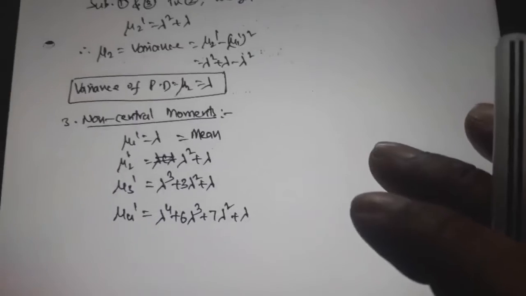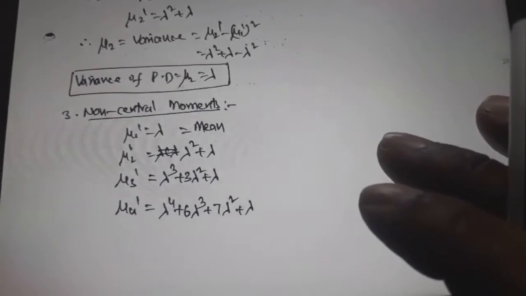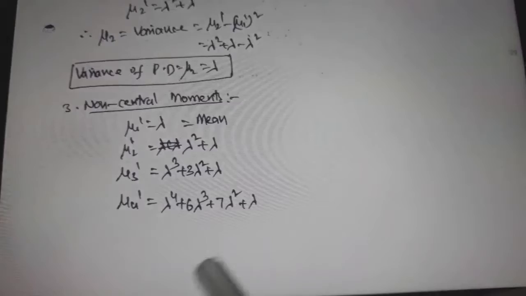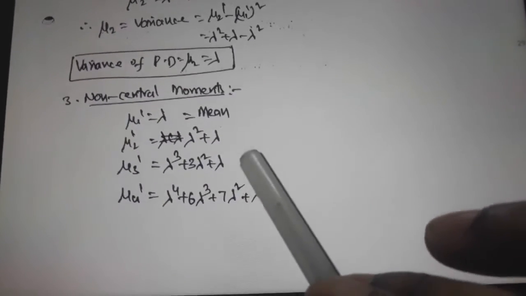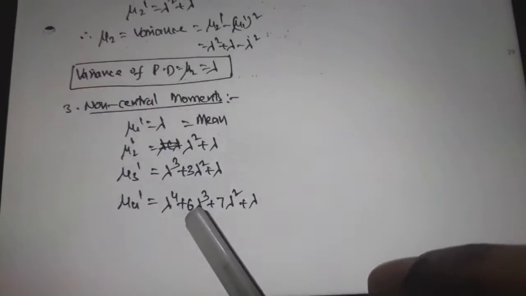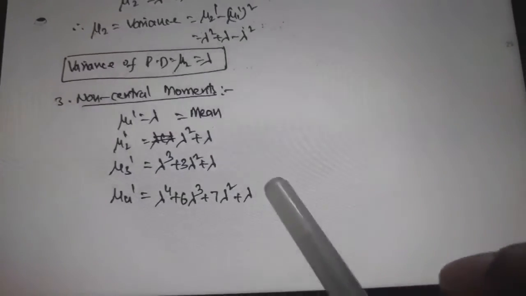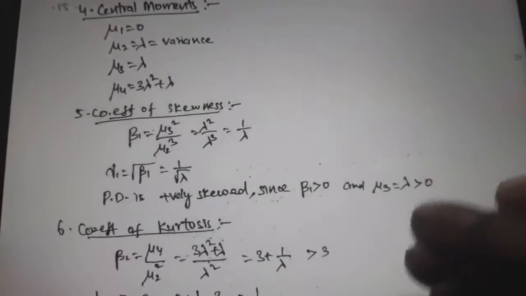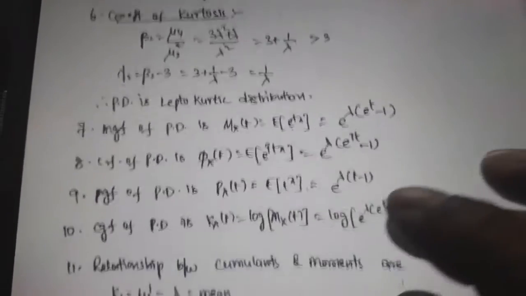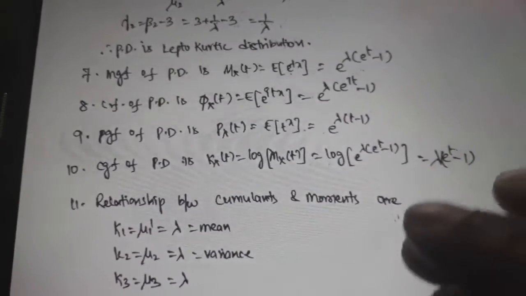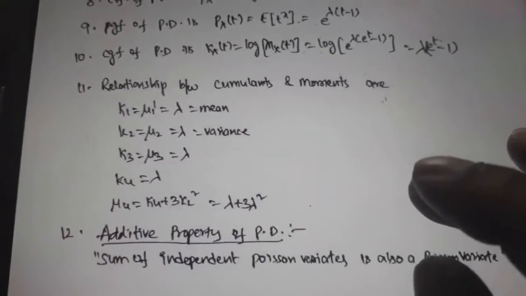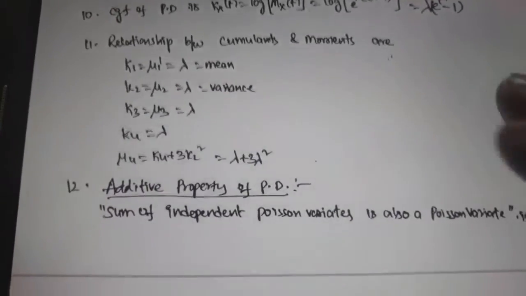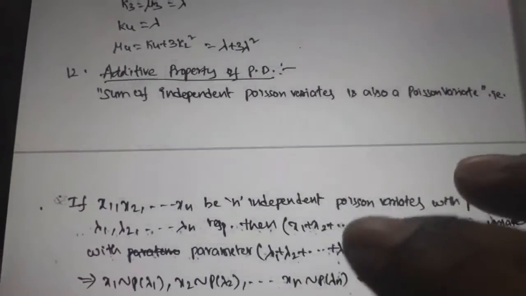Non-central moments of Poisson distribution are mu1 dash is lambda, mu2 dash is lambda square plus lambda, mu3 dash is lambda cube plus 3 lambda square plus lambda, mu4 dash is lambda power 4 plus 6 lambda cube plus 7 lambda square plus lambda. Based on these non-central moments, consider the central moments here. mu1 is 0, mu2 is lambda, mu3 is lambda, mu4 is considered. Coefficient of skewness and coefficient of kurtosis you should also take. MGF, CGF, PGF, CF are routine only. Relationship between cumulants and moments also consider. Then the additive property of Poisson distribution you know very well.